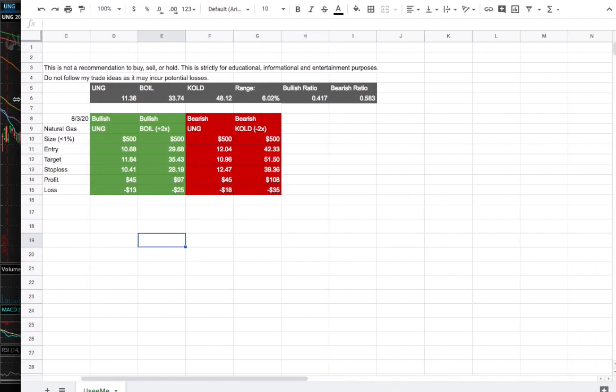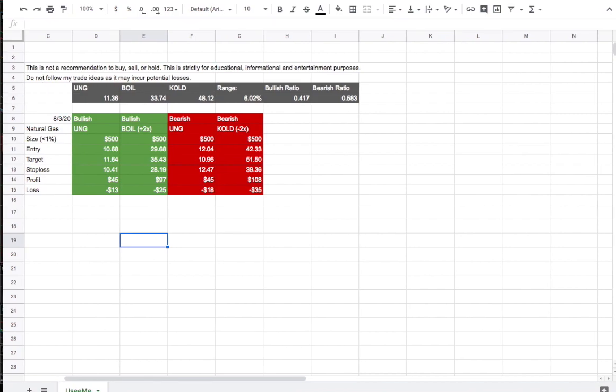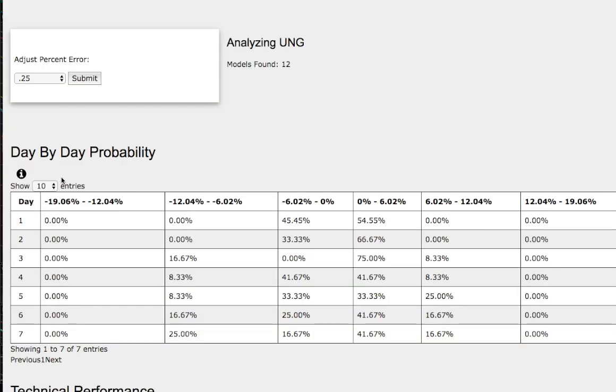It all comes from the day-by-day probability model that we have here. As we progress to the 5th day or week of trading, we have a 33% chance for natural gas to climb higher between 0 to 6%, and a 25% chance for it to climb between 6% to 12%. And to the downside, we have a 33% chance for it to fall between 0 to negative 6%, and an 8% chance for it to fall between negative 6% to negative 12%. So which one of these 12 models should we use as a reference?